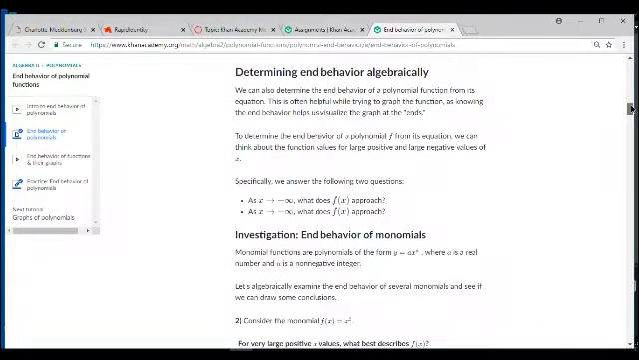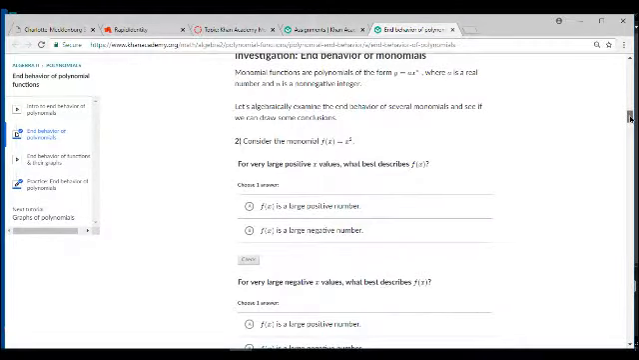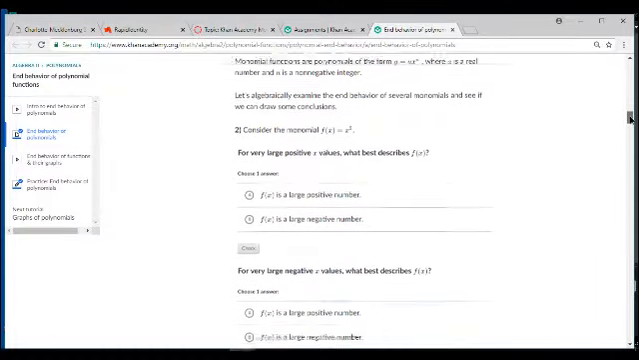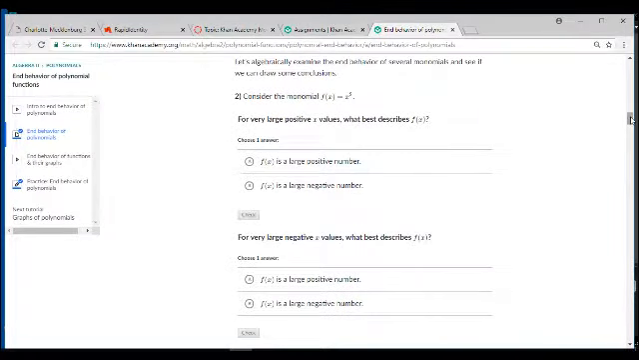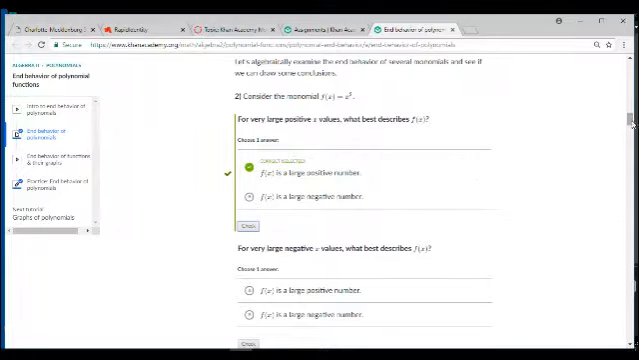Let's continue. Determining end behavior algebraically, we just need to answer two questions. As x approaches positive infinity, what does f of x approach? And as x approaches negative infinity, what does f of x approach? So let's look at the monomial x squared. For very large positive x values, which best describes f of x? Is f of x a large positive number, or is f of x a large negative number? Well, f of x is a very large positive number. Let's check. Yes, it is.